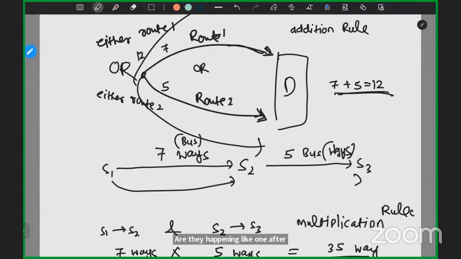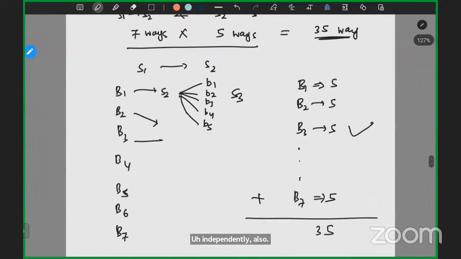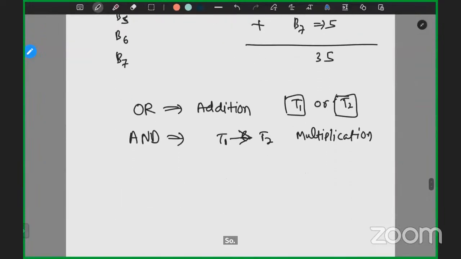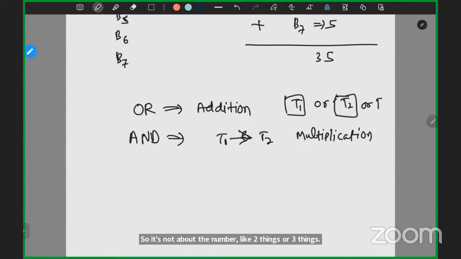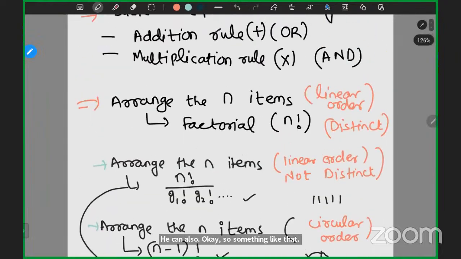So it's about the logic, not about the number, like two things or three things. It could be anything, or any n numbers, I can say Tn or something. Yeah. Next is I think okay.